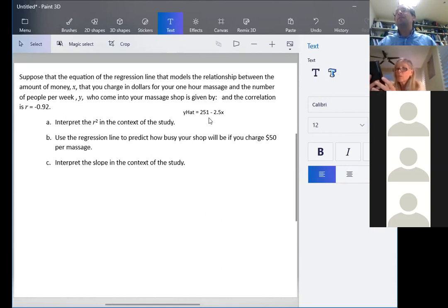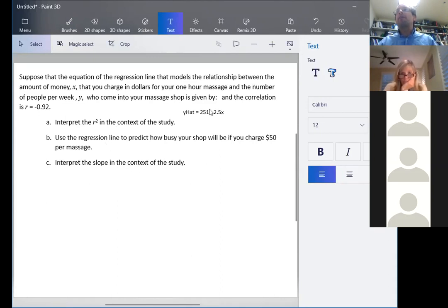So you take 251 minus 125, which is 126, if I did it in my head right. So that says that if you charge $50, the best prediction for the number of customers you're going to get is 126 customers. Any questions on that? Big massage parlor, really big.